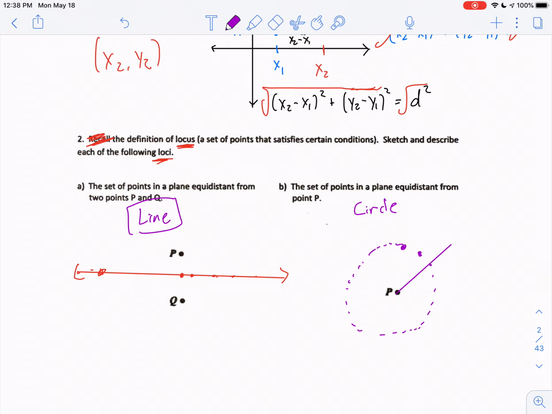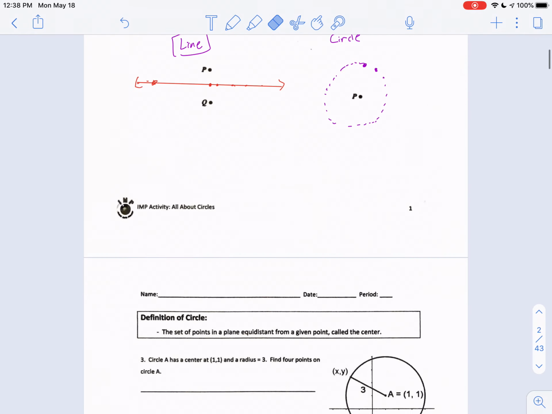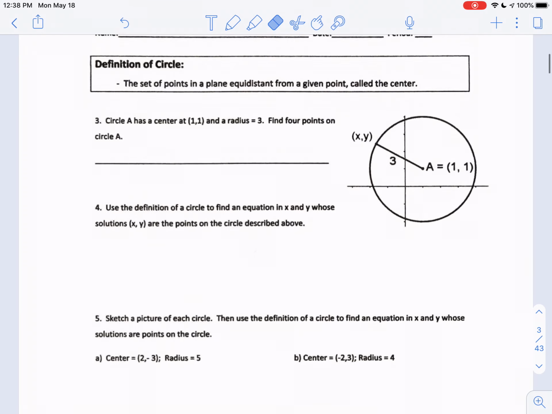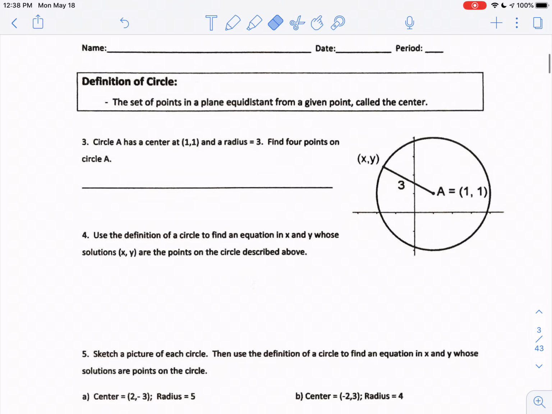So let's see how we're going to connect this with the formula here. Second page. The definition of a circle, here's the official definition: the set of points in a plane equidistant from a given point called the center. So you need to have a center. If there's no center, there's no circle. Once you have a center, you create all these points that are equidistant to that center.